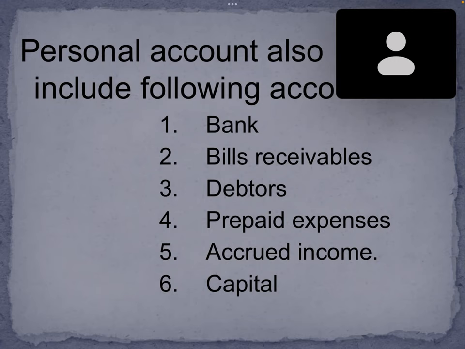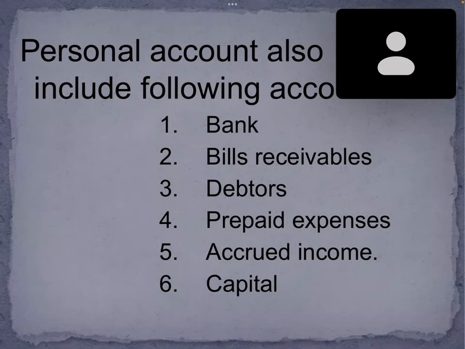Okay, so let me give you a quick recap. Under the traditional approach of accounting, we have classified the accounts into three categories: personal, nominal, and real. Nominal accounts deal with expenses, income, gains, or losses. Real accounts are accounts of the assets. All asset-related items come under the real account, except the five accounts: bank, bills receivable, debtor, prepaid expenses, and accrued income. Personal accounts are the liability-related accounts, including a few asset accounts as well, like bank, bills receivable, debtor, prepaid expense, accrued income, and the capital account.